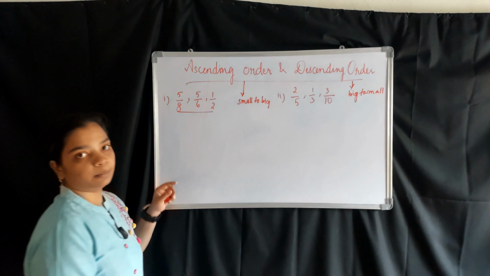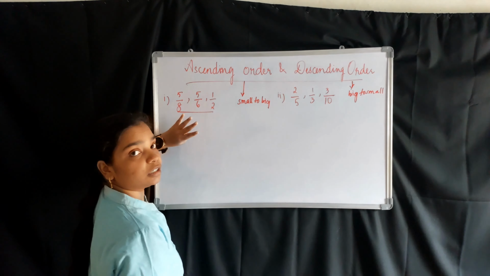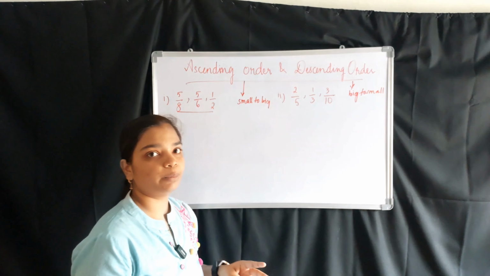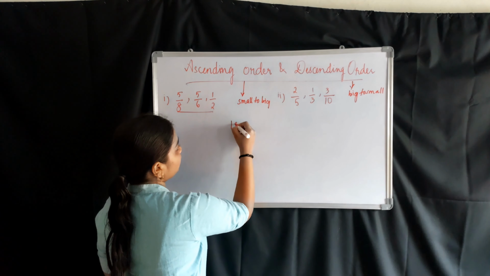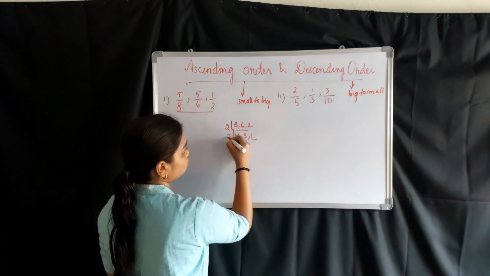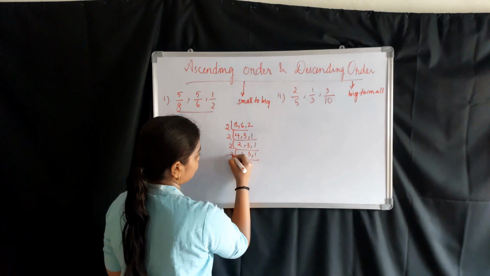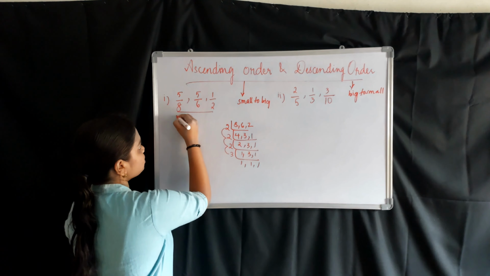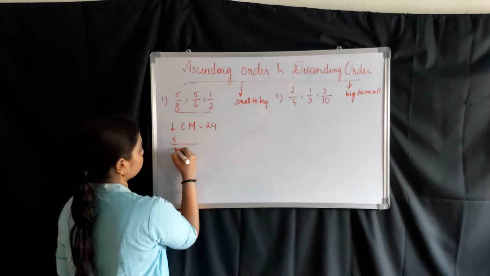Now here the denominators are different. How would you decide if the first fraction is smaller than the second and the third? First we'll have to make the denominators common. How to do that? Take the LCM. So 2 fours, 3s and 1s, 2 twos, 6 twos, 12 twos, 24. So our LCM here is 24. Now the denominators are 24.